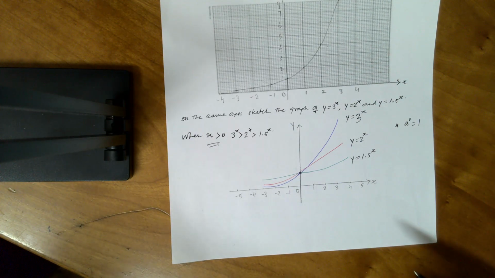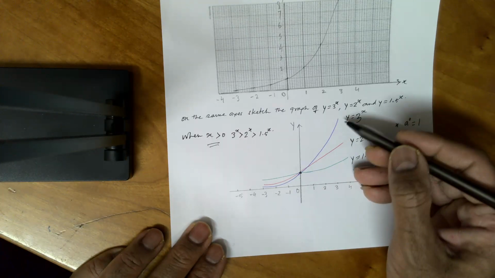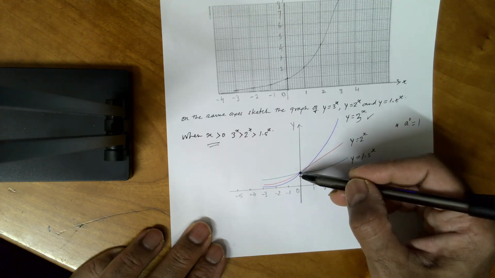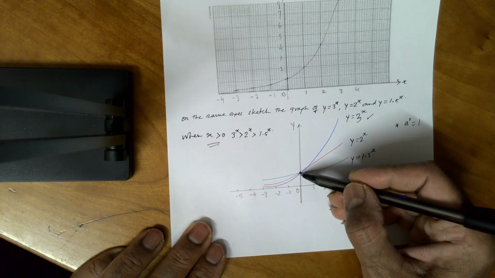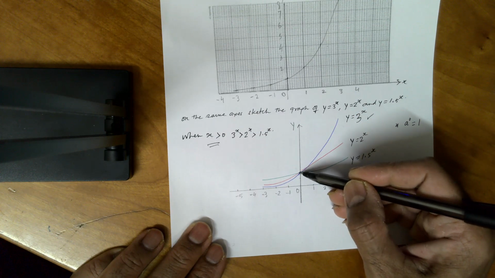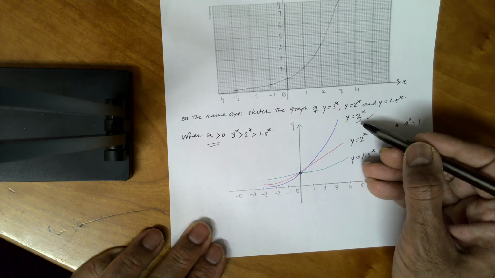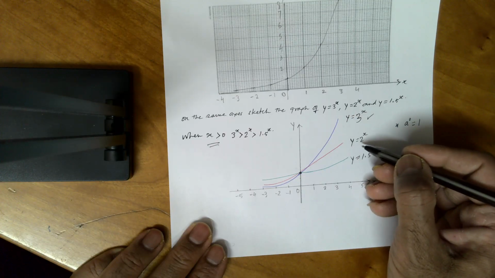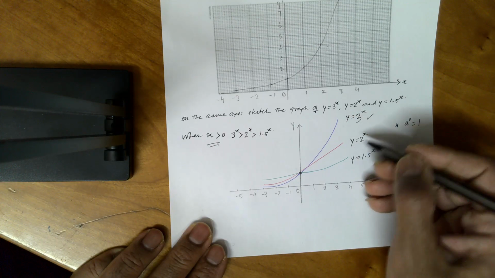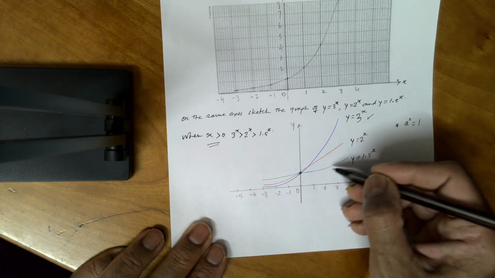Okay, and that reflects you here. You see your highest value, the graph goes like this. With anything after 1, you see from this point you have y equal to 3 to the power x sharply increased. Then you got y equal to 2 to the power x somewhere here, and then 1.5 is somewhere here.